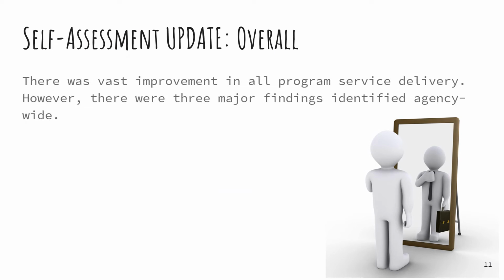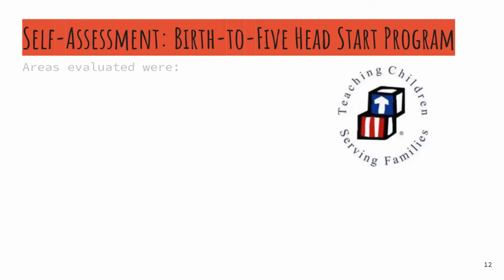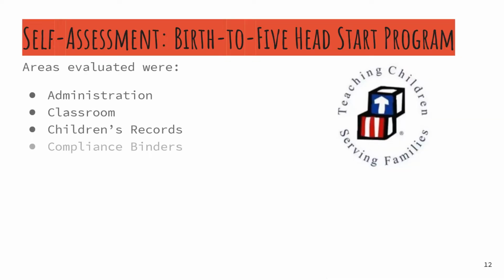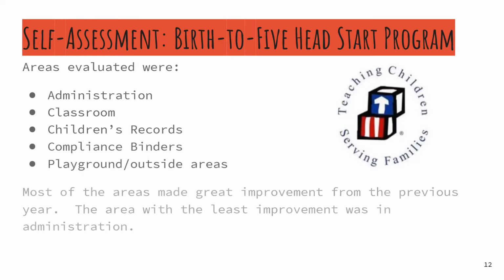Self-assessment updates. Overall, there was a vast improvement in all program service delivery. However, there are 3 major findings identified agency-wide. Those were communication, time management, and accountability. So let's break it down even further. Birth to 5 Head Start program.